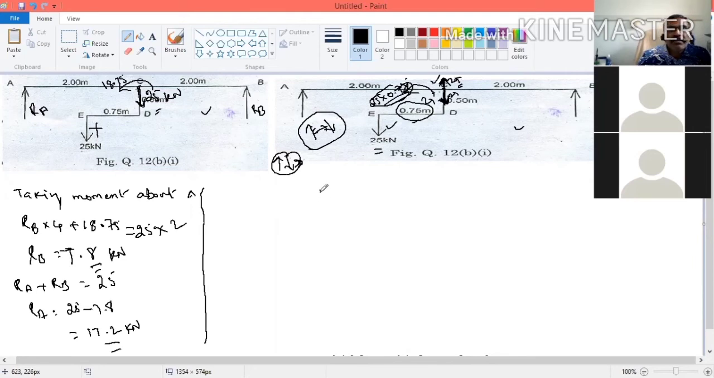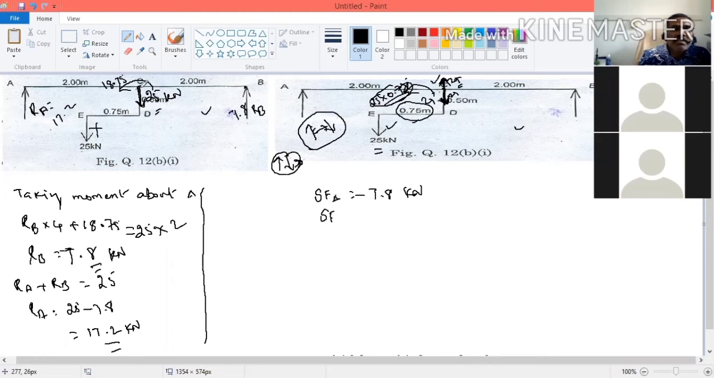Now shear force at A. How much is it? If you take shear force at this point, it is 7.8. How much is Ra? It is 17.2. Then this will be upward force. So minus 7.8 kilonewton.